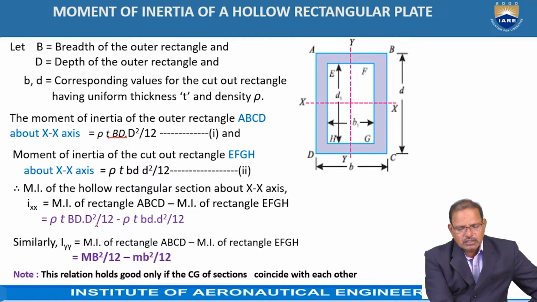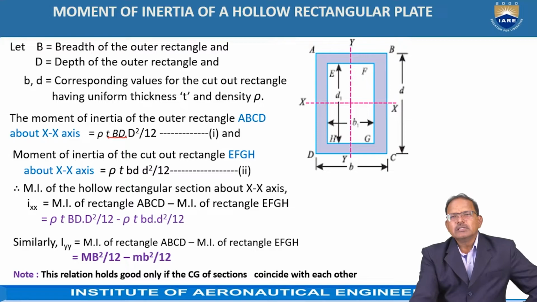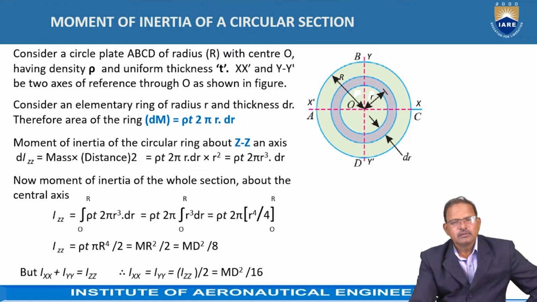Hence on subtracting we get rho t B D times D square by 12 minus rho t b d times d square by 12. About the y-axis, this is equal to m B square by 12 minus m b square by 12, where capital B is the breadth of the outer rectangle and lowercase b is the breadth of the cutout rectangle. These relations hold good, as the centers of gravity of the inner and outer rectangles coincide with each other.